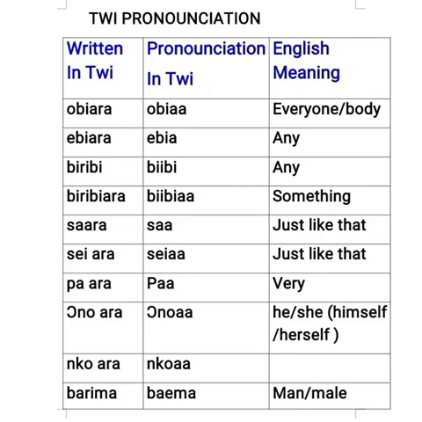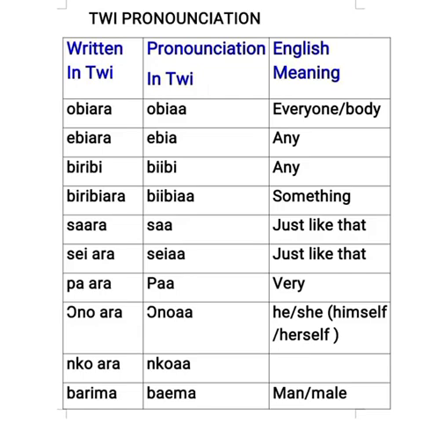That is any. Then the third one we have here is biribi. That is how we write it, but in pronunciation, we pronounce it as bibi. We omit the R. In English, it is any. The next one here is biribiara. In Twi pronunciation, we pronounce it as bibia. As I said, just slide over the R.